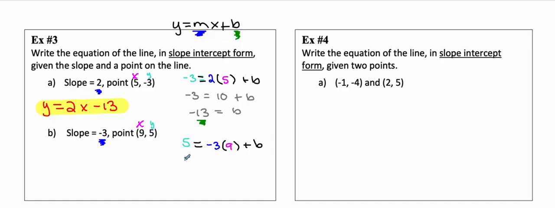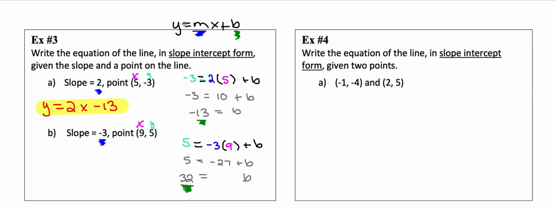Solving for b, we have 5 equals negative 3 times 9, which is negative 27, plus b. I'm going to solve for b by adding 27 to both sides. So b will equal 32. Now that I have b, I'm going to underline that in green because that's telling me that I have the blue m and the green b.